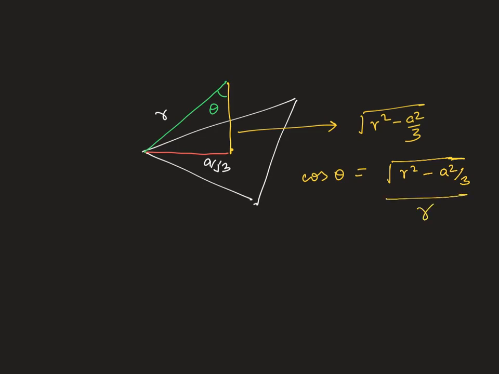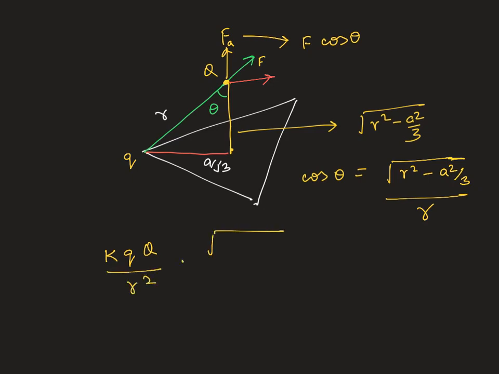Let's start resolving forces now. This force here, the axis force, will be equal to F cos theta. So F cos theta is K small q capital Q, because this is small q and this here is capital Q, by R squared into root under R squared minus A squared by 3 upon R. That will be your force along axis.